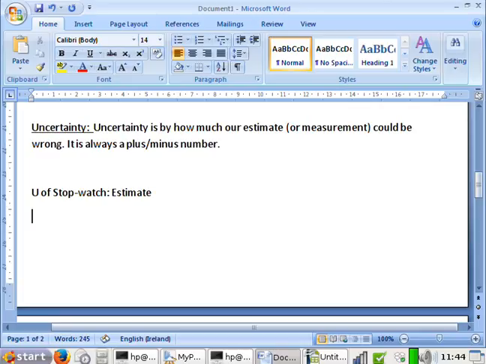Okay? Next, stopwatch. Okay. What about a meter stick or something like this? Yeah, but my question is how can we get it for an instrument like a meter stick?